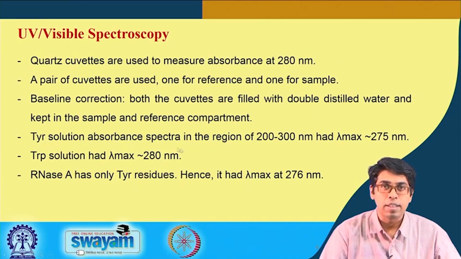These were done by using just the amino acid solutions, and we saw that they show up in the expected range. But when we do actual measurements with proteins, then the proteins do not have just tyrosine or tryptophan, they will have a mixture of tyrosines and tryptophans.